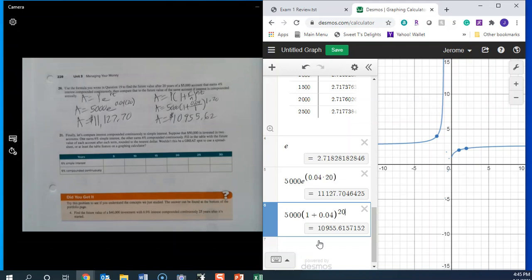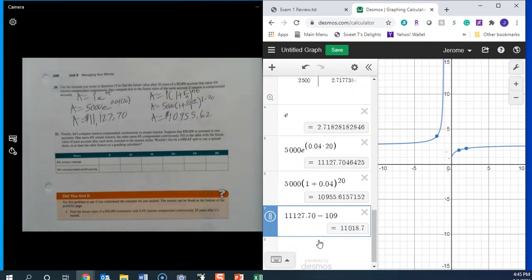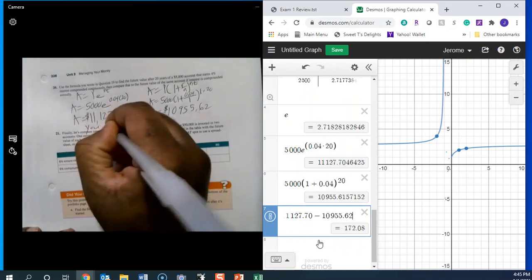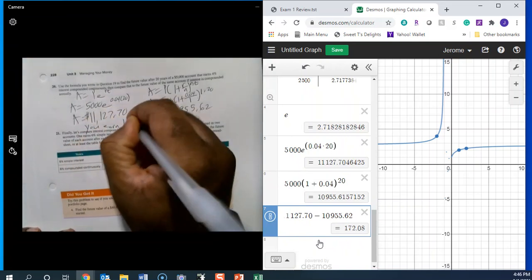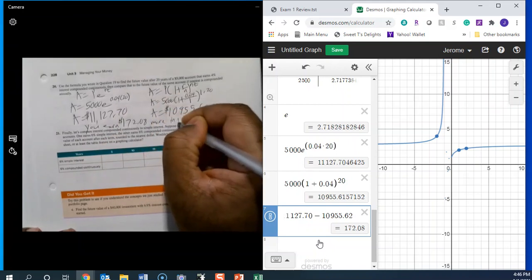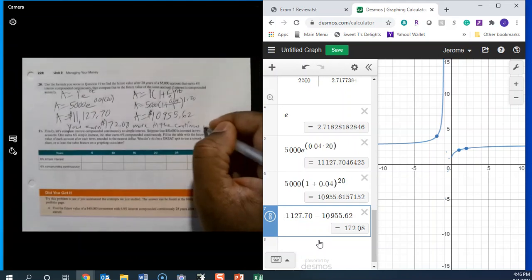Now, if we compare these two, let's do a little subtraction, $11,127.70 minus $10,955.62. So basically you earn $172.08 more in the continuous interest.